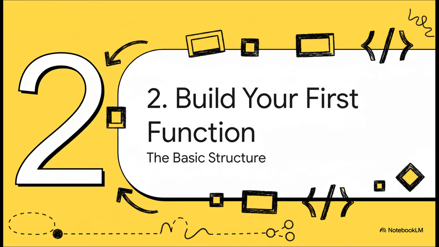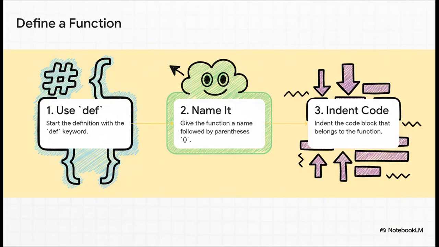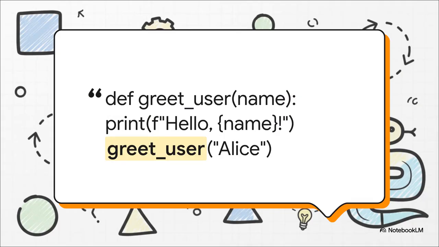Let's break down the basic structure. There are really just three key parts. You always start with the keyword def. That's you telling Python, hey, listen up, I'm defining a function. Then you give it a good descriptive name followed by parentheses. And those parentheses, that's where you'll eventually put the ingredients your function needs to work. And finally, and this is so important in Python, all the code that belongs inside that function has to be indented.